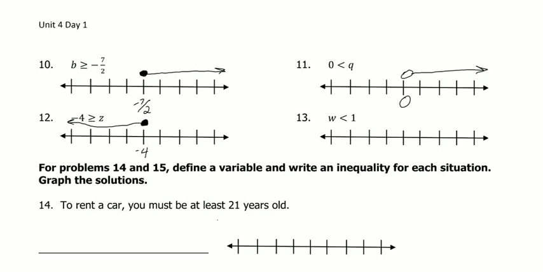And number 13 is pretty much the exact same thing, only different number, right? We're going to put a 1 below it. Open dot. W is less than that. So everything to the left. And there it is.